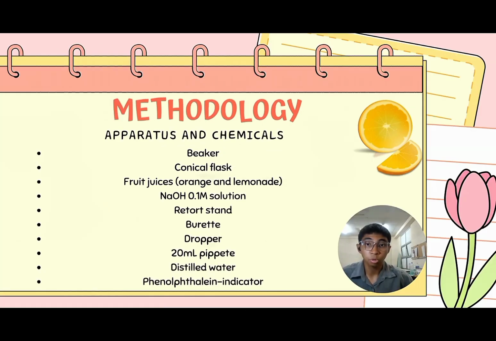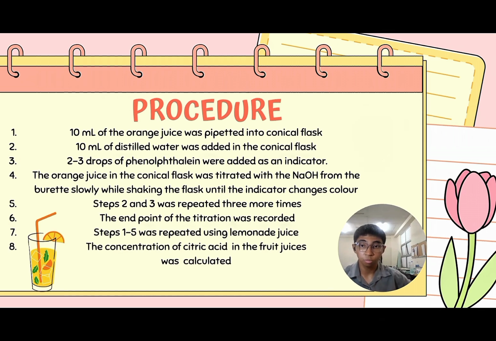Okay, then methodology, apparatus and chemicals. So we have beaker, conical flask, fruit juice, orange and lemonade, NaOH 0.1 M solution, retort stand, burette, dropper, 20 ml pipette, distilled water, and phenolphthalein for indicator. Okay, so we go to the procedure.